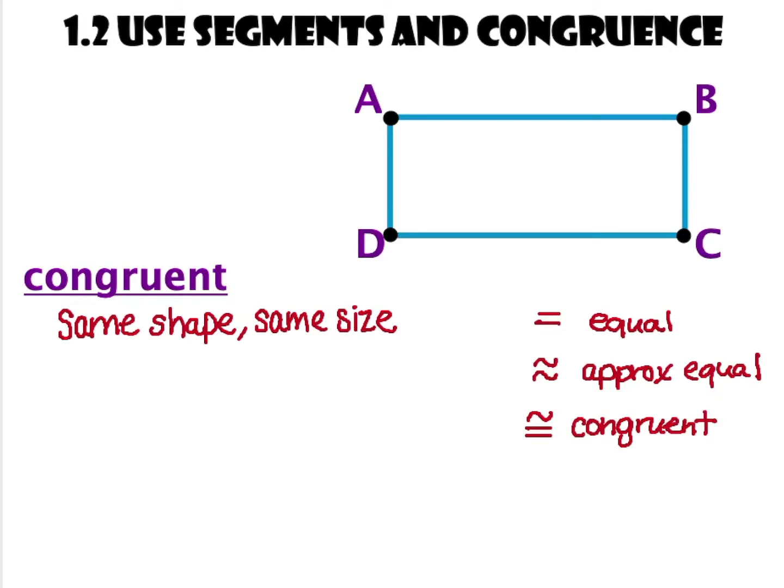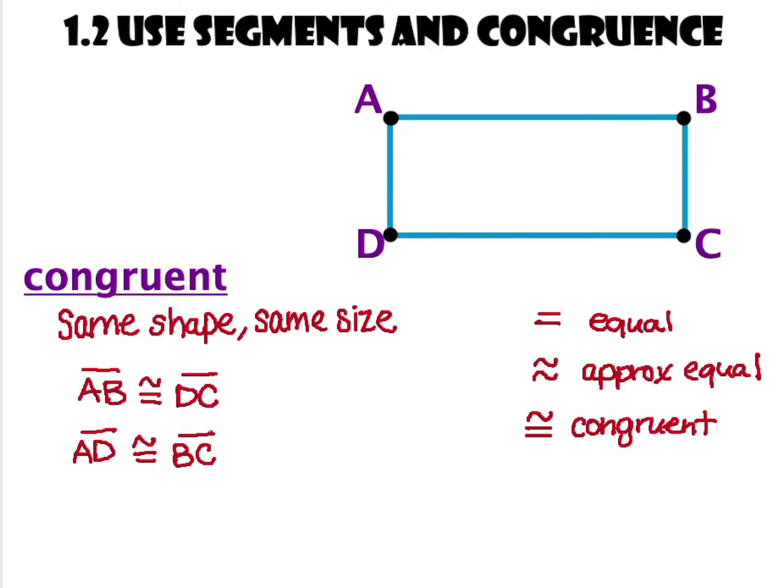So on that picture, we could say that segment AB, segment bar on top, is congruent to segment DC with a segment bar on top. And the other pair that's congruent is segment AD is congruent to segment BC.